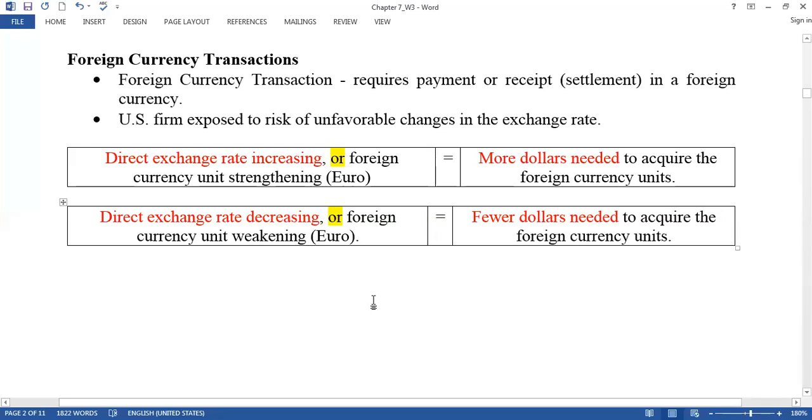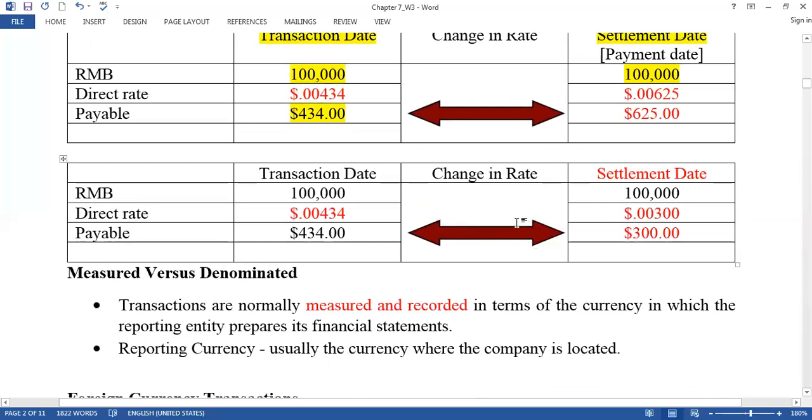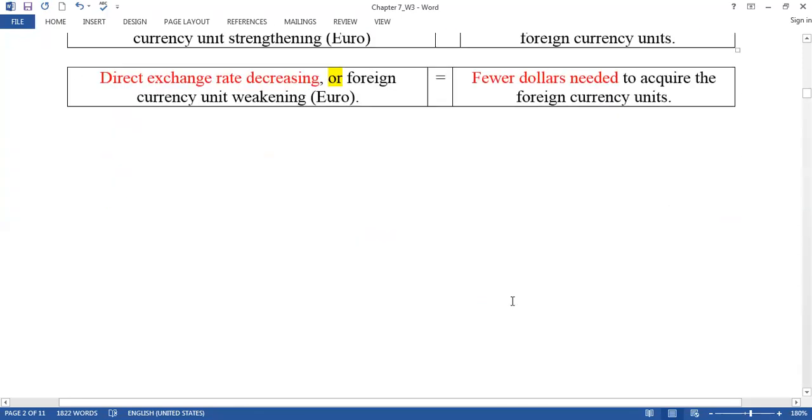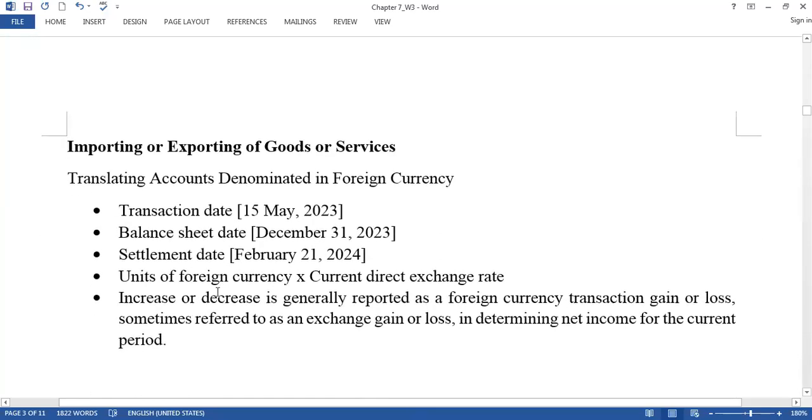First, if your rate increases, you have to pay more money. If your rate decreases, you have to pay less money. Think the opposite: if the foreign currency becomes very strong, you have to pay more money. If the foreign currency becomes weaker, you have to pay less money. So this is the overall concept for import and export business, and whether the direct rate increasing or decreasing is favorable or unfavorable. If it is favorable, we have a gain. If it is unfavorable, we have a loss.